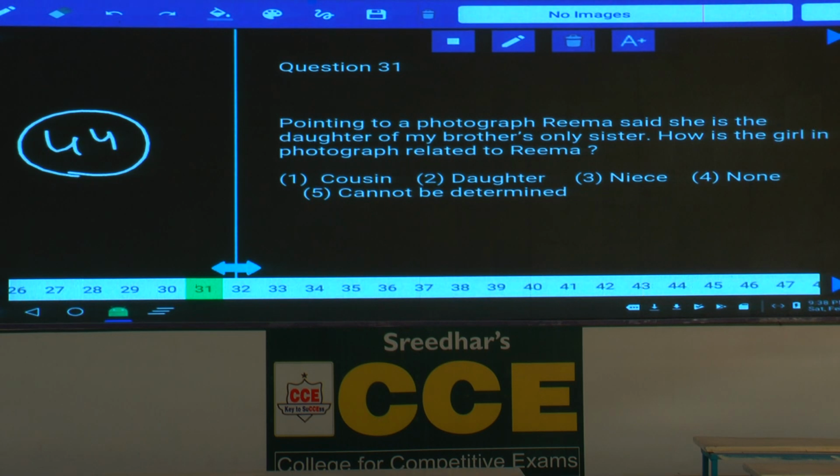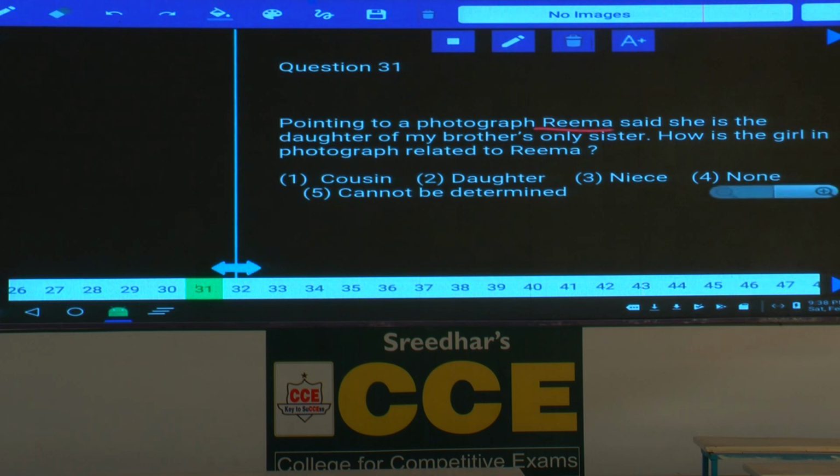Who is "my" here? In these types of questions, where pointing to a photograph is given, first we need to understand who the speaker is. Rima said that she is the daughter of... She means the person in the photograph, isn't it? The person in the photograph is the daughter of my.